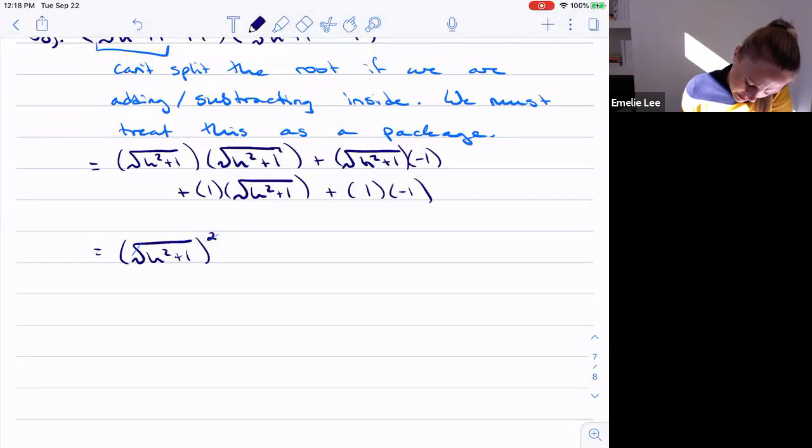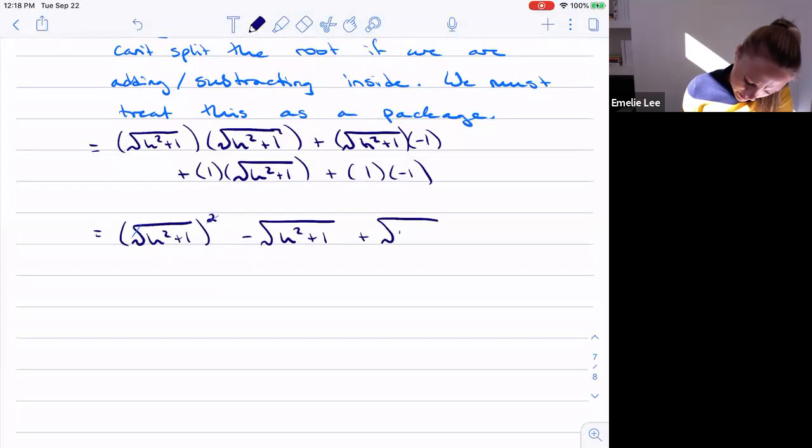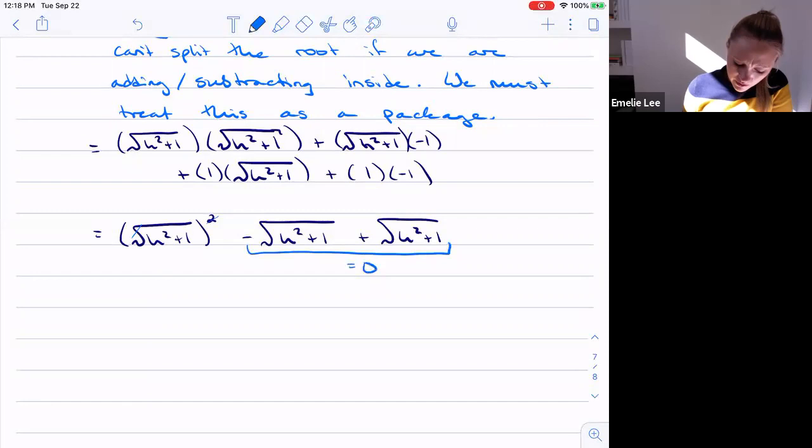I'll bring that negative out front, minus the root of h squared plus one, and then plus the root of h squared plus one, which you could absolutely just skip and say that these two are just going to be equal to zero. I'm not yet, but I will. And then minus one.